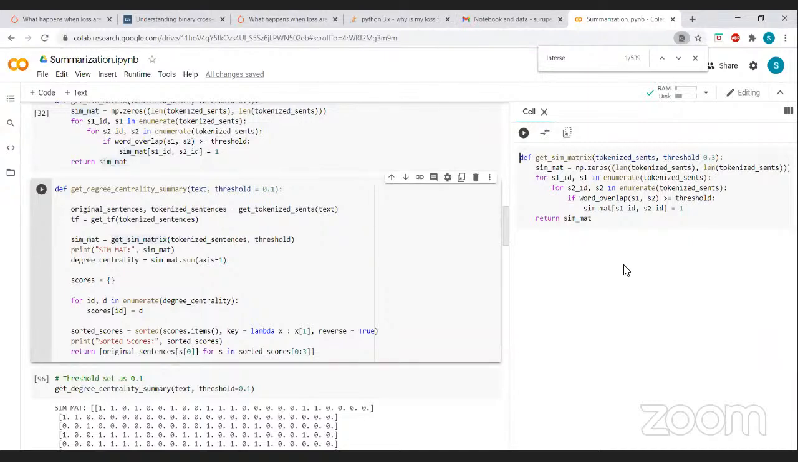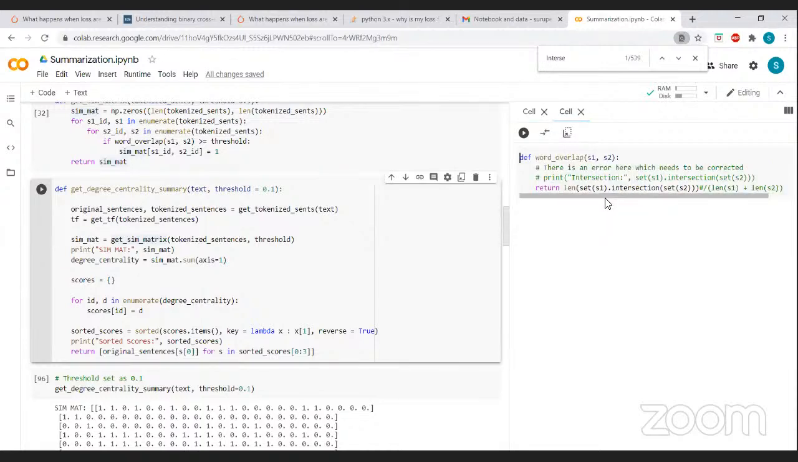Oh, you have to normalize that word overlap for this one, because in this case, word overlap will always be greater than one. Or use a higher threshold. Use a very high threshold, maybe. Yeah, okay. This also works. This is okay.